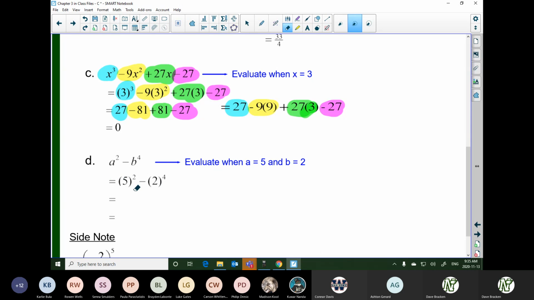Now, 5 to the power of 2 is 5 times 5, or 24. Sorry, 25. Next one, 2 to the power of 4 is 2 times 2 times 2 times 2, which is 16. And when we subtract those two, I end up with 9. All right. Is that good? Any problems there?